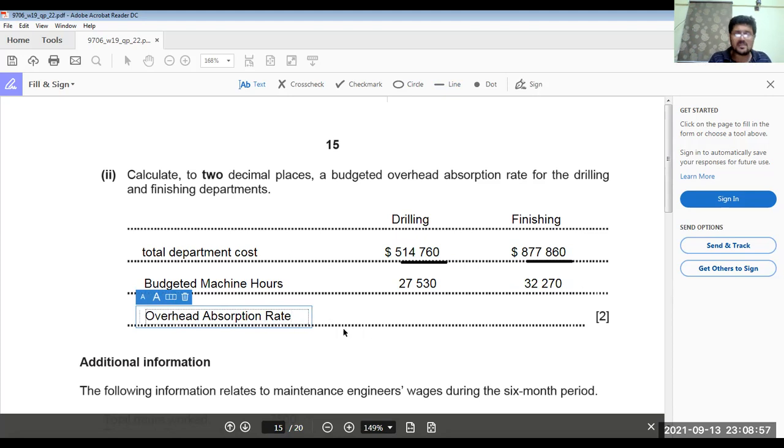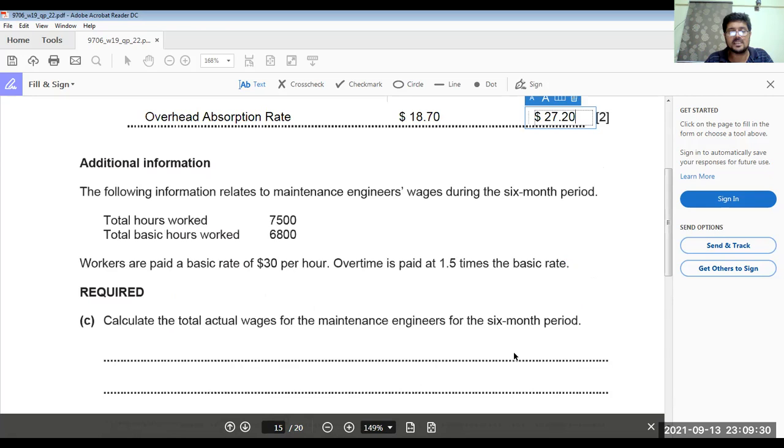Five 14760 divided by 27530. Answer is 18.69. So we can make it $18.7. 18.7. Now what about this? 877,860 divided by 32,270. Answer is 27.20. $27.20. Done. We got 2 marks.